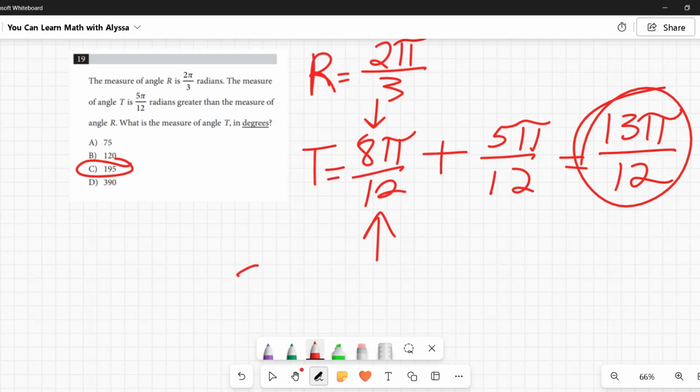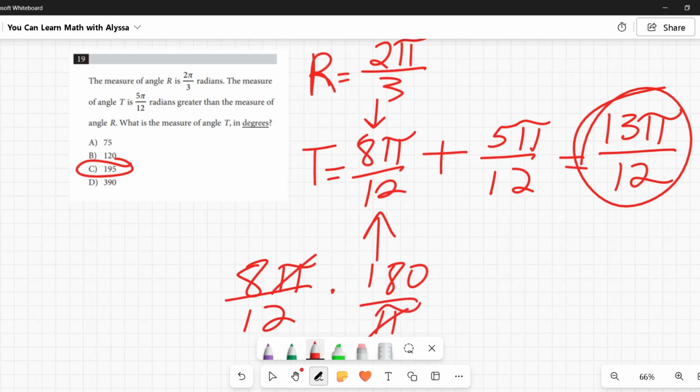And it's just lagging. It does not want me to write. Same thing would work: 180 over pi. Pi's cancel out. And if you wanted to put this back into its 2/3 to make it a little easier, you could cancel again. 3 goes into 180 60 times, and that's 1. 2 times 60 is 120.